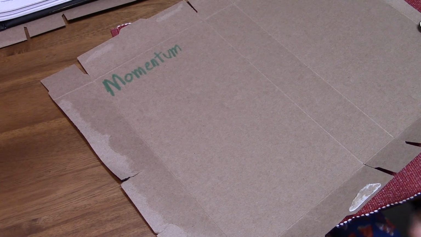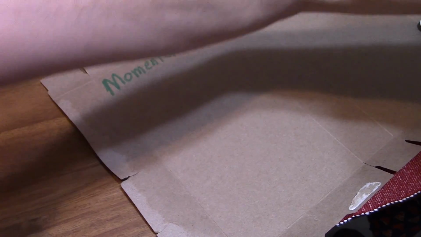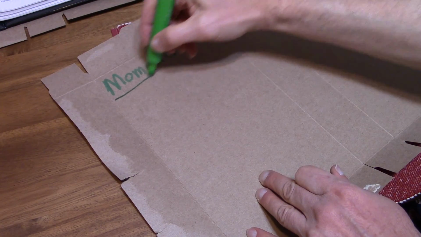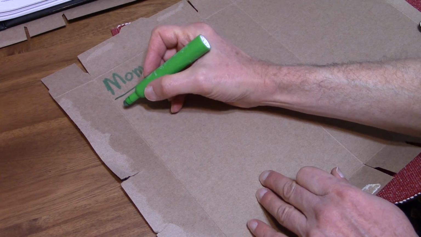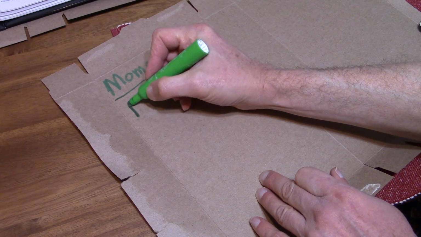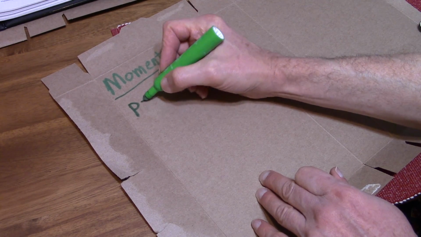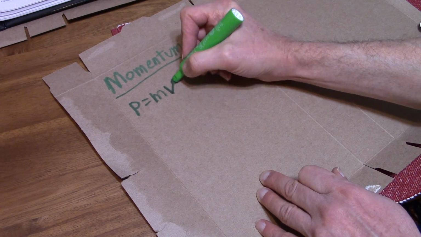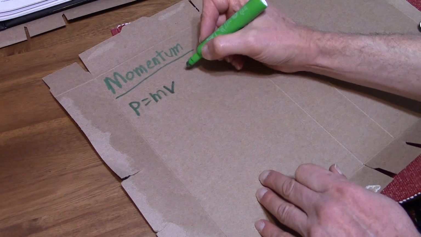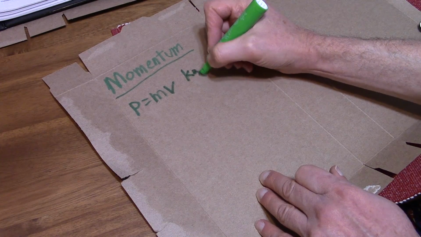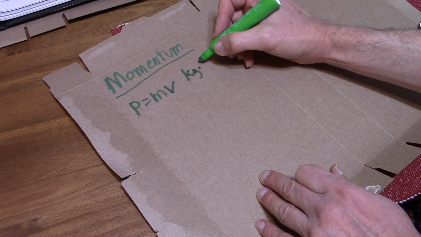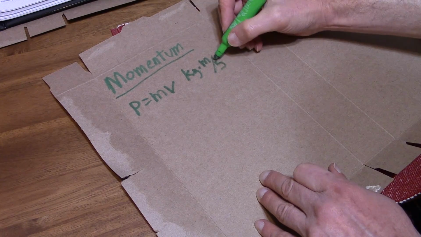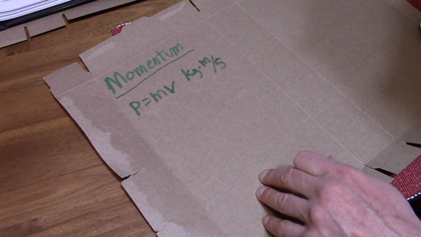So momentum is represented by the symbol P, because you can't use M because it's already taken by mass and other such things. So P is equal to mass times velocity. Well, what are the units? Mass would be kilograms, and then velocity is meters per second. Okay, that seems reasonable, right?